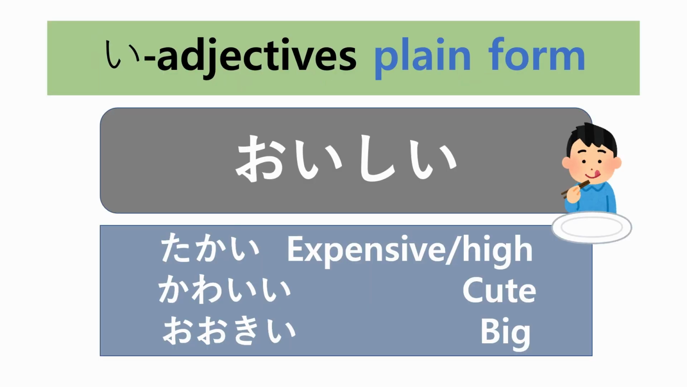Now let's take a look at i-adjectives. First, we will start by learning their basic form. For example, oishii. Oishii means delicious. As you can see, it ends with the syllable i. So, i-adjectives usually end with the syllable i in their basic form. For example, words like takai, high, expensive, kawaii, cute, and ookii, big, are all i-adjectives because they end in i.